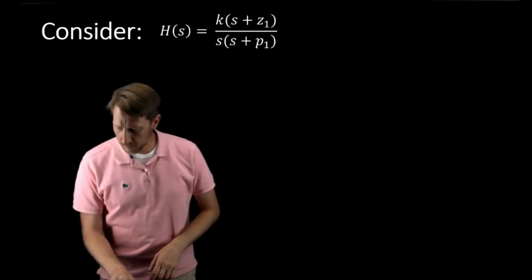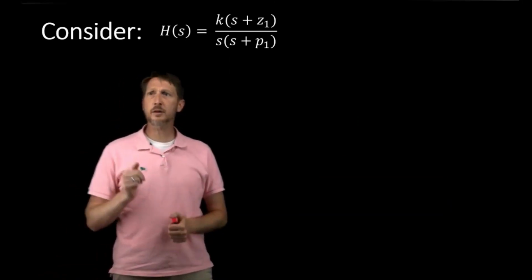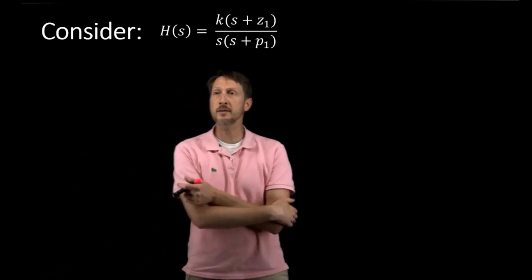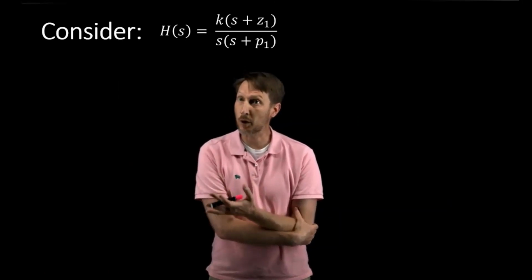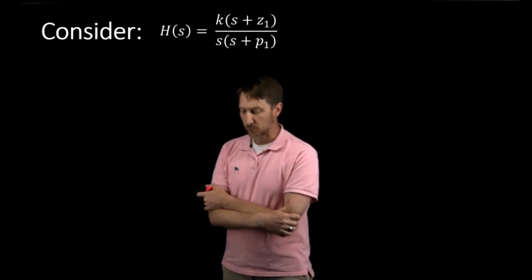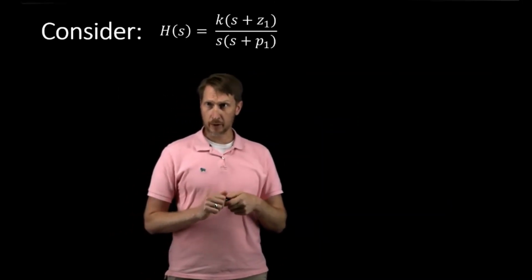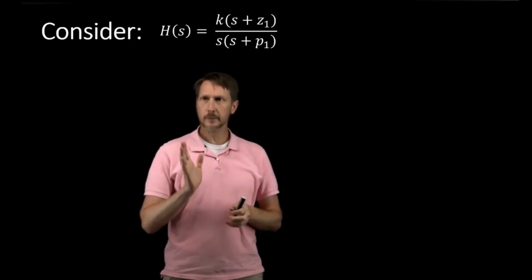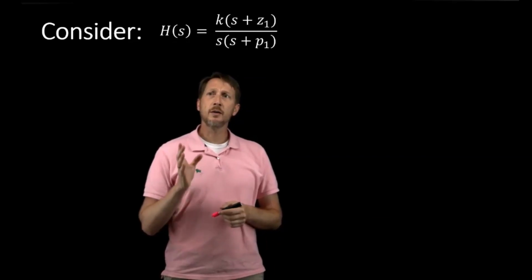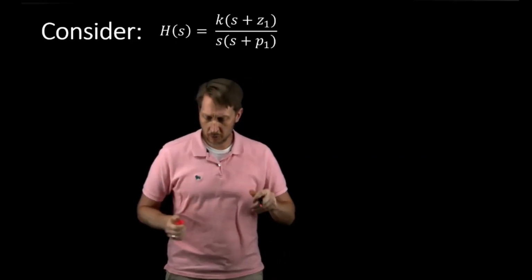So let's get into it. Let's look at a transfer function. Let's look at a generic transfer function. H of S is equal to K, which is some constant, times S plus Z1, the 0, divided by S times quantity S plus P1. The first thing we want to do is convert this into a standard form.